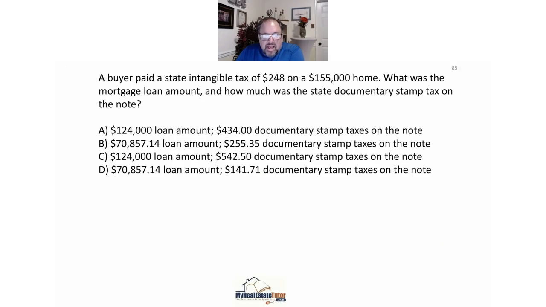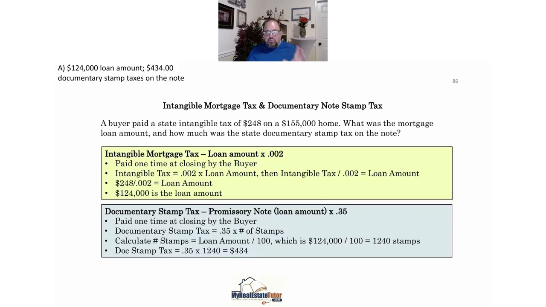A buyer paid the state intangible tax of $248 on a $155,000 home. What was the mortgage loan amount, and how much was the state documentary tax? I'm just going to go right into this one. Remember, intangible mortgage tax is on the mortgage. That's going to be the loan amount times 0.002. Documentary stamp tax is on the promissory note. It's going to be the number of stamps times 35 cents. So let's figure this out.